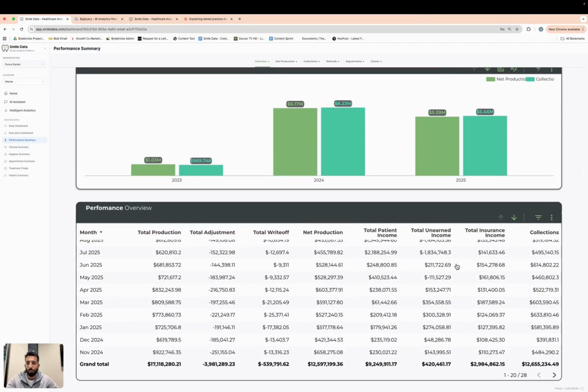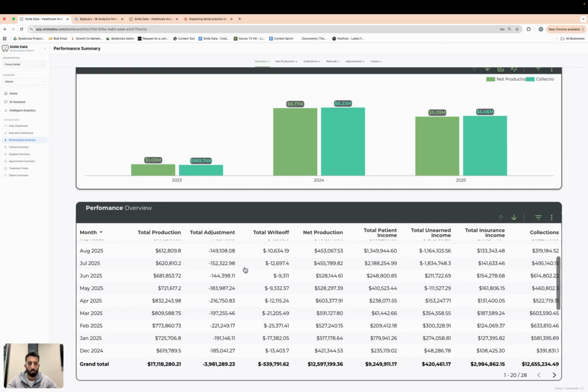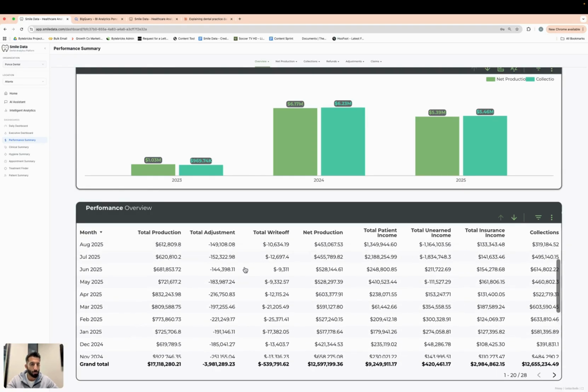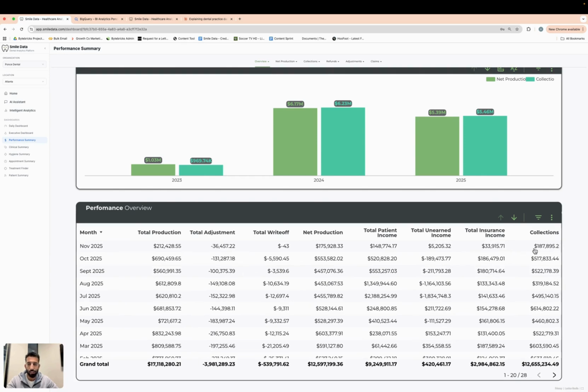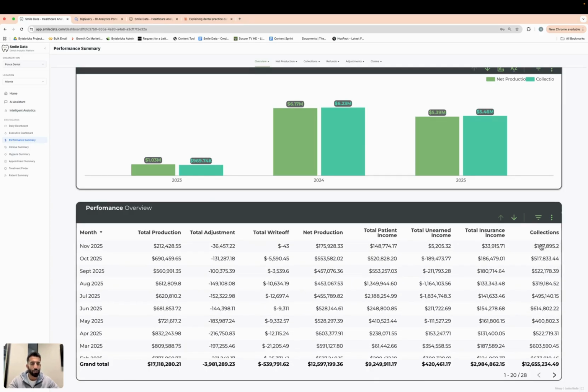Now we can also see a performance overview for each particular month, and this is very helpful to spot any anomalies inside their data. So let me just export one. As you can see over here, in November the collections were extremely low compared to everything else. They were at least three times lower than what they were.